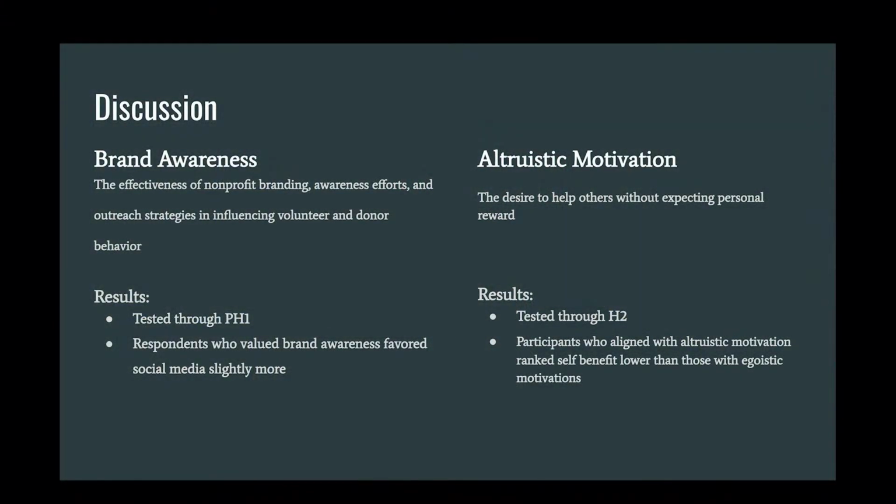The fourth construct was altruistic motivation. This construct centers on helping others while expecting no personal reward. It was tested through hypothesis 2, which predicted altruistic motivation would be a stronger predictor than egoistic motivation. The hypothesis was not supported. Although participants who aligned with altruism ranked self-benefit lower, the difference was not statistically significant. Together, these concepts help paint a fuller picture of what drives nonprofit engagement.